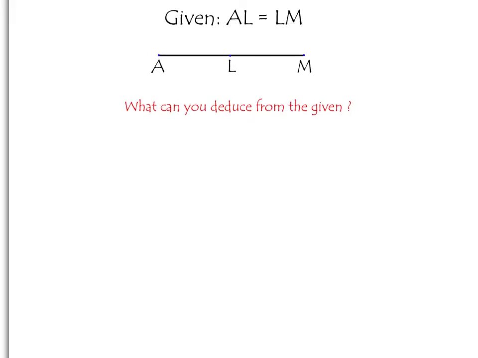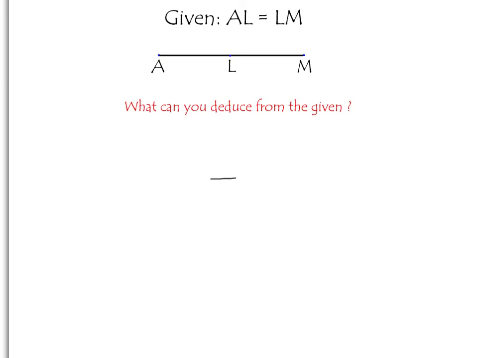So this one looks like the last figure, and in fact it's kind of saying the opposite. It's the converse of the definition of a midpoint. So the definition of a midpoint said that if L is a midpoint, then AL equals LM. Here it's saying the converse. The given is that AL equals LM. So what can you deduce from that? You can deduce that L is a midpoint. So if that's what I was trying to prove, again, we'd have a two-step proof. It would just be the opposite of the last one. So let's see what that would look like.